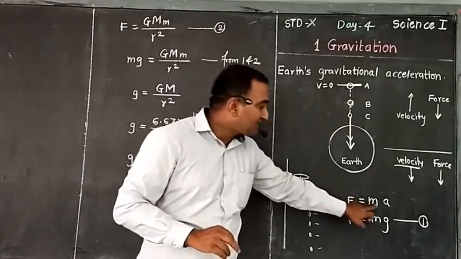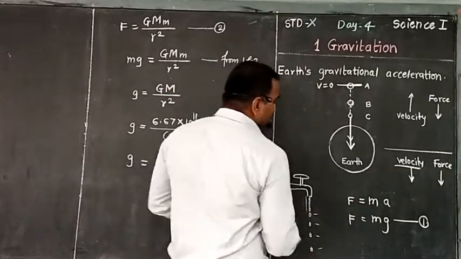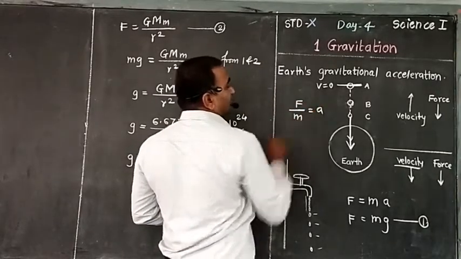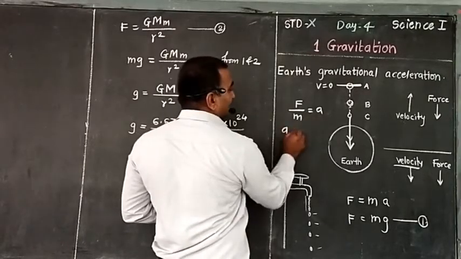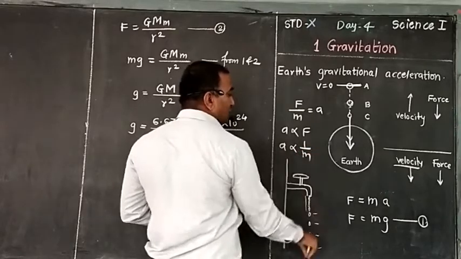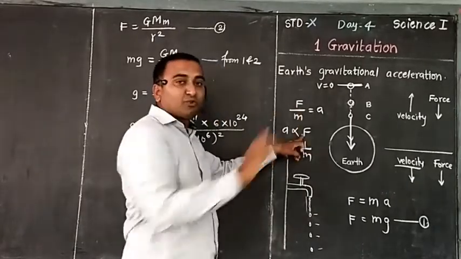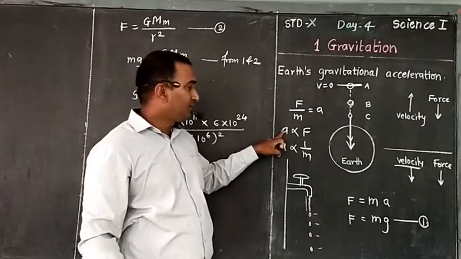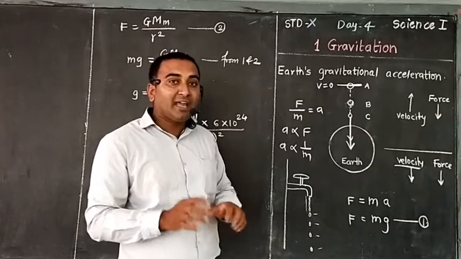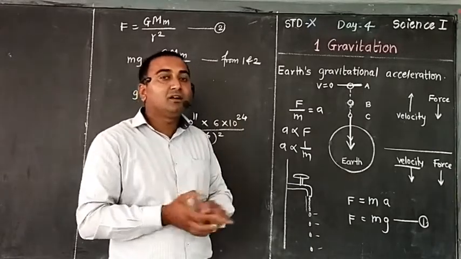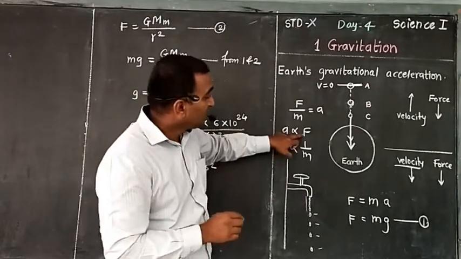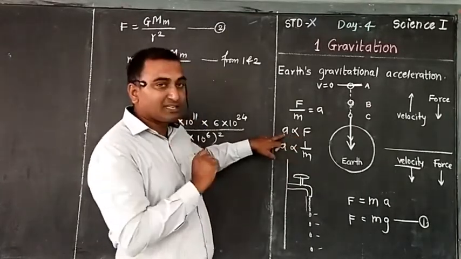Force is equal to mass into acceleration. That means force divided by mass is equal to acceleration. That means acceleration is directly proportional to force, and acceleration is inversely proportional to mass. Means what? If force is more, acceleration is more. If mass is more, acceleration is less.